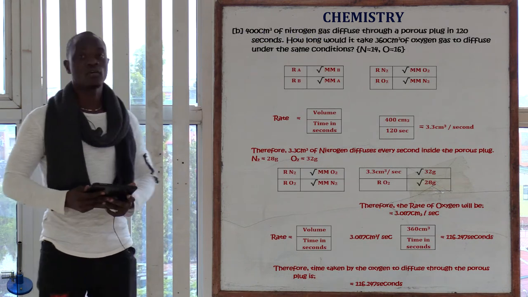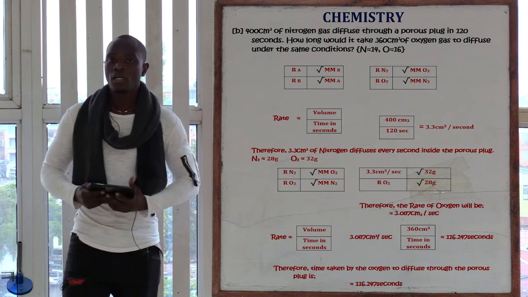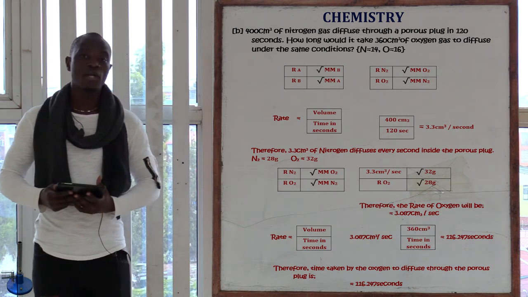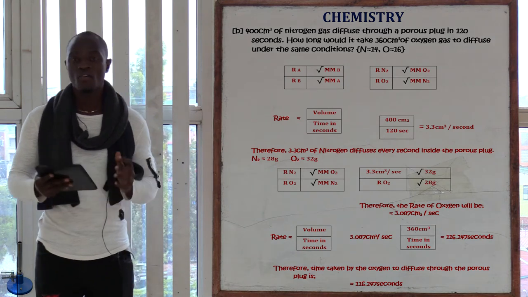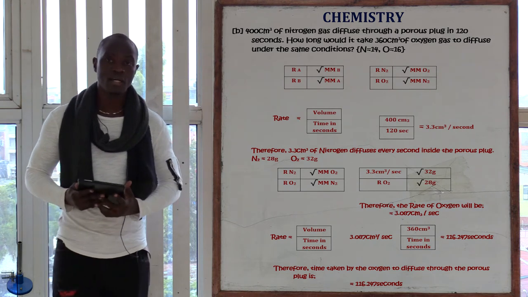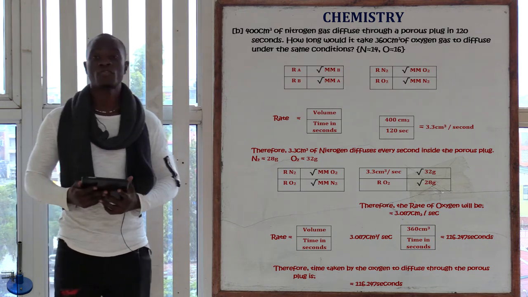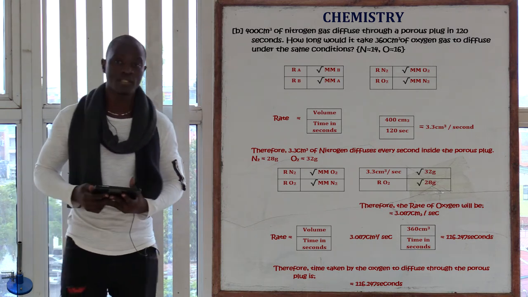So here we have the rate of nitrogen gas divided by the rate of oxygen gas is equal to the square root of the molecular mass of oxygen gas divided by the square root of the molecular mass of nitrogen gas. We have already found that the rate of nitrogen gas is equal to 3.3 centimeters cubed per second.